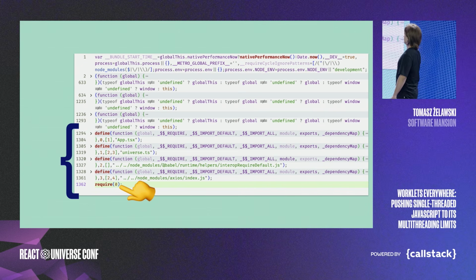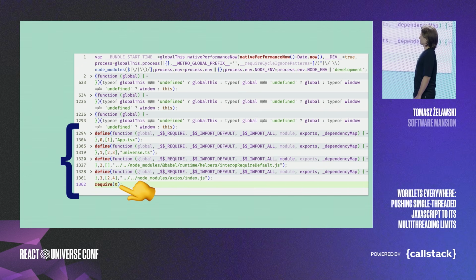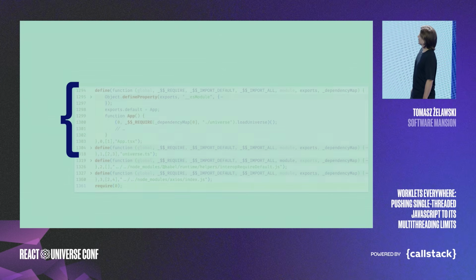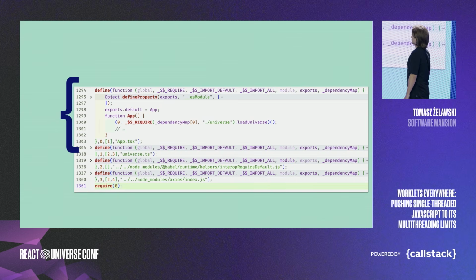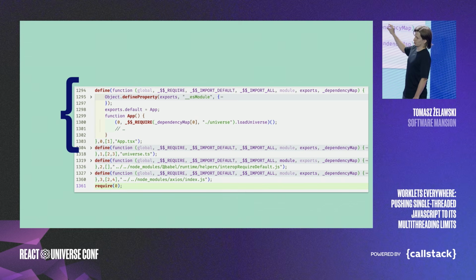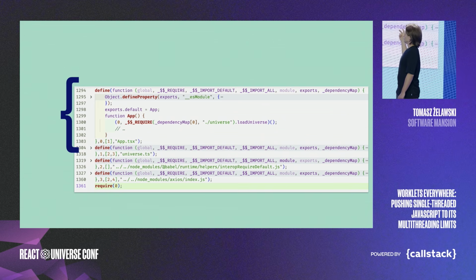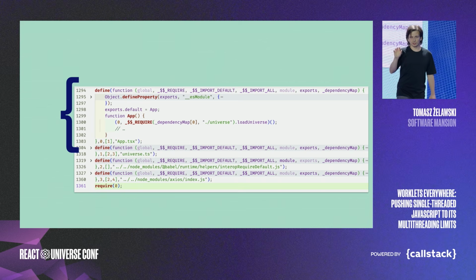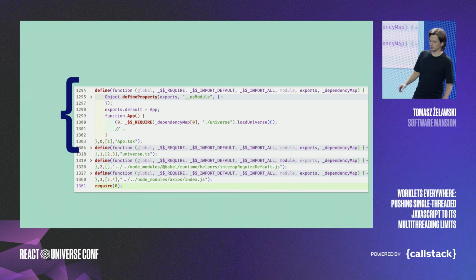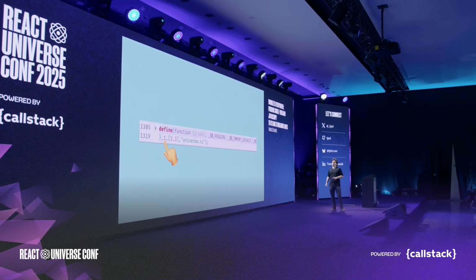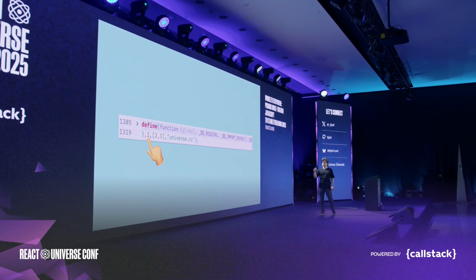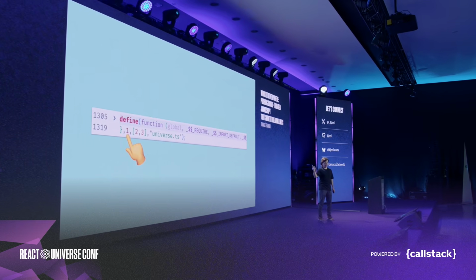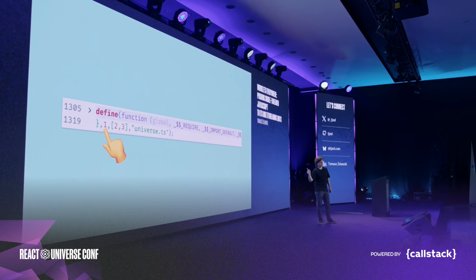So if we want to be even more curious and look at what the define function does exactly, the define call for app.tsx literally has the code of our app.tsx file inside of it. So we have the function app that inside uses the load universe function. But what is most important for us when we are talking about linking the bundles is this part, the definition of the universe TS module and this number 1, the number of this module.